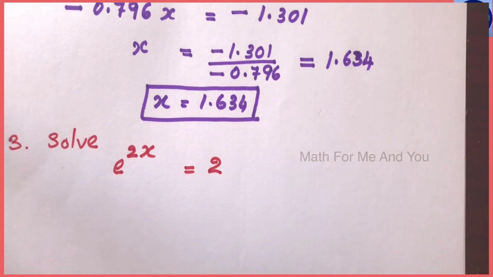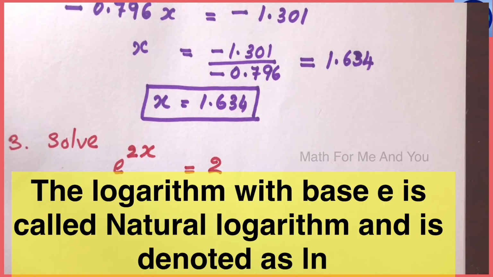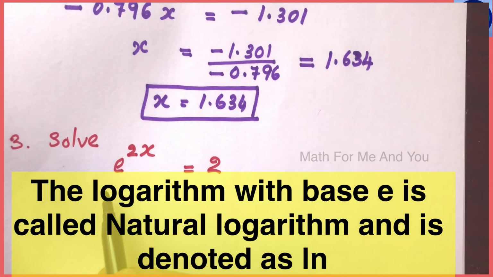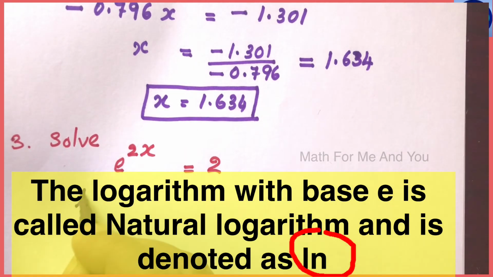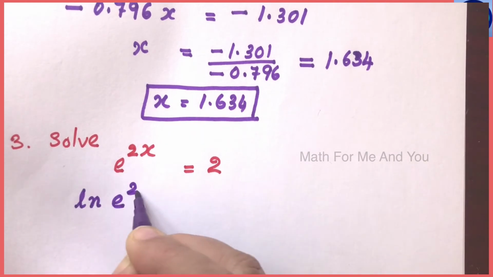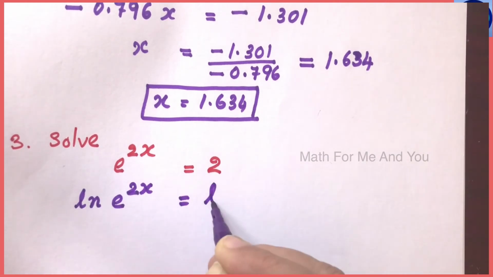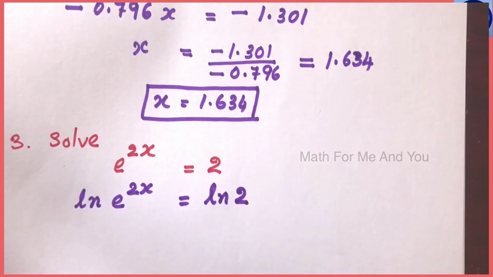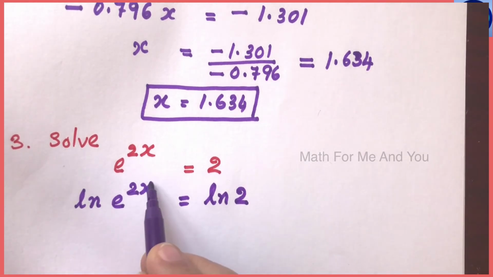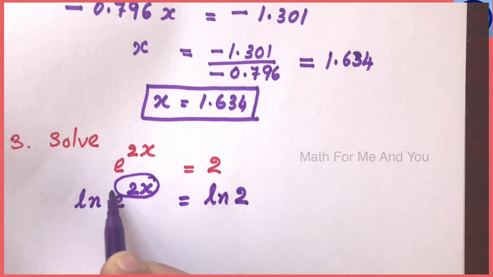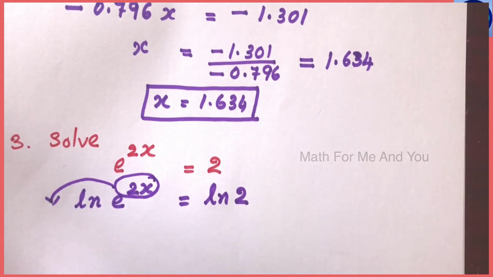Consider the next equation. It is e to the power 2x equals 2. Here the base is e. On the left side we can see the base e. If the base is e, we take the logarithm ln on both sides, because ln is a logarithm with the base e. ln e to the power 2x on the left side and on the right side ln 2. When we take ln with a power number, the power comes to the front side. So 2x will move to the front of the logarithm.